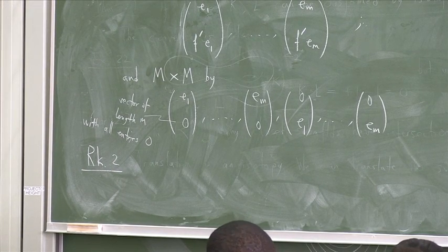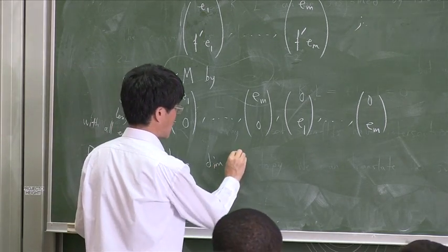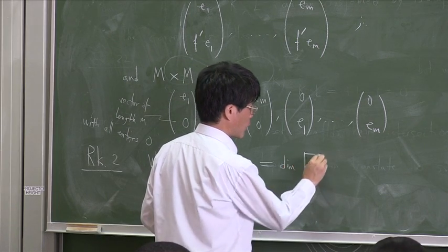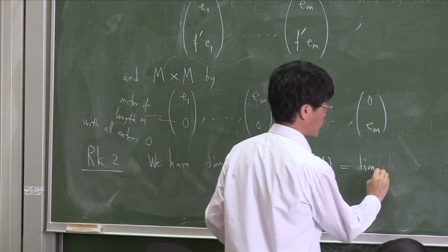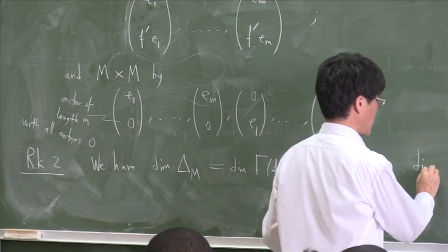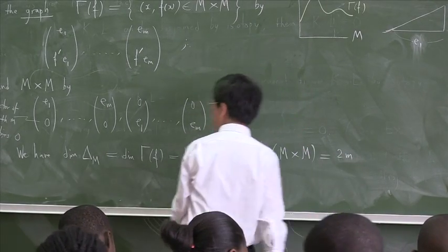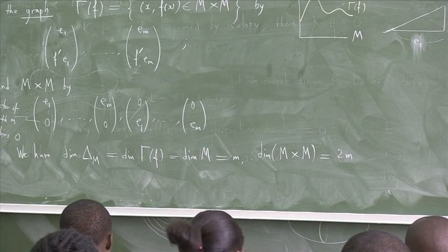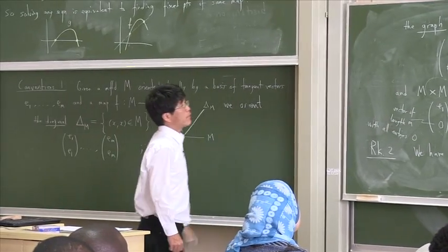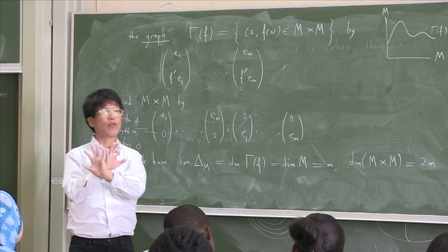All these statements make sense dimensionally because note that the dimension of the diagonal of this manifold is equal to the dimension of the graph of this, which is equal to the dimension of the manifold itself, and it is equal to m in this case, small m. And also the dimension of the ambient stage, if you like, the ambient space, m cross m, is of course twice that dimension, 2m. We notice immediately that the dimension of the diagonal plus the dimension of the graph equals the dimension of the ambient space. So the overflow is 0.